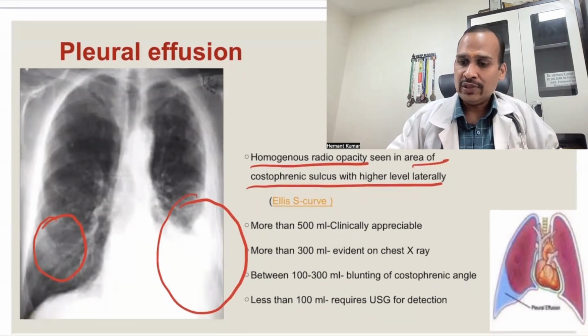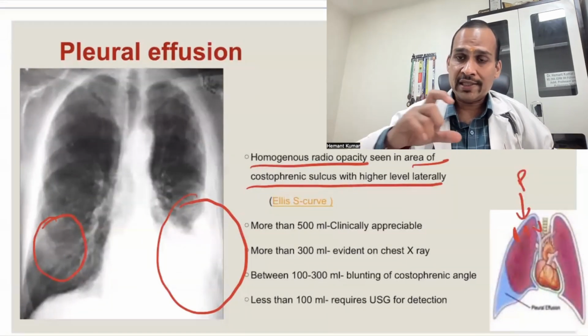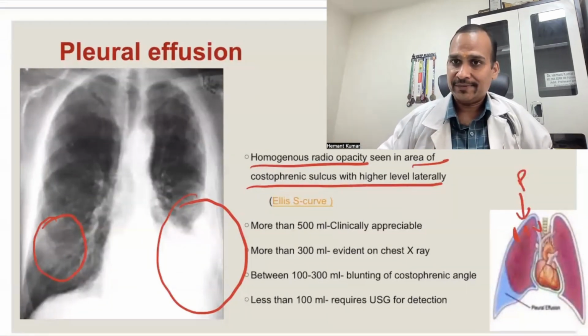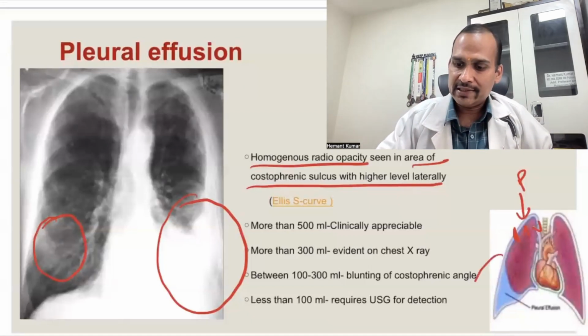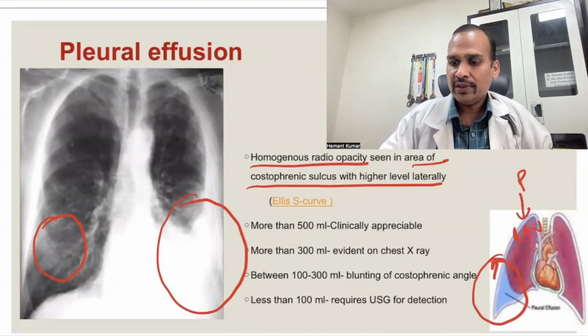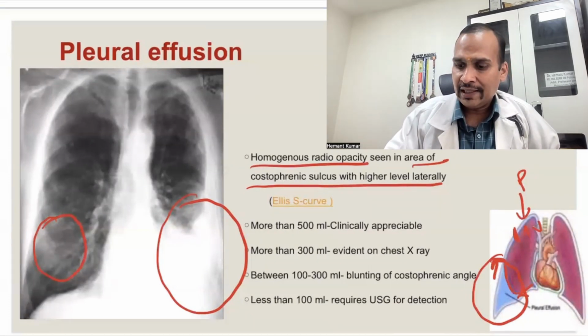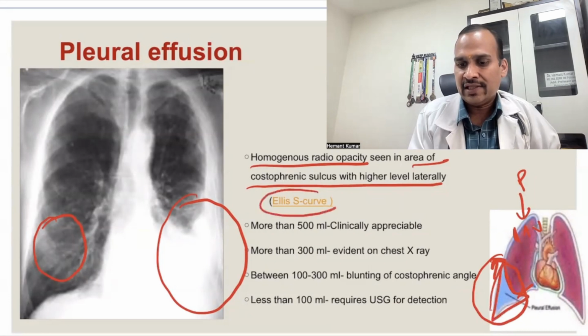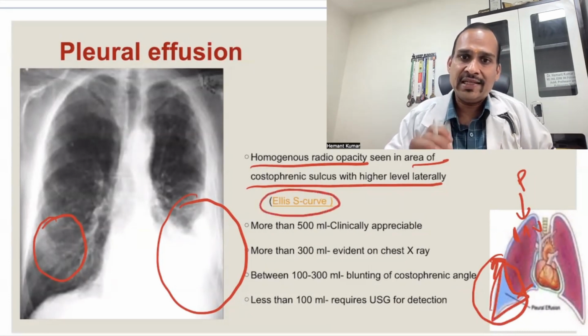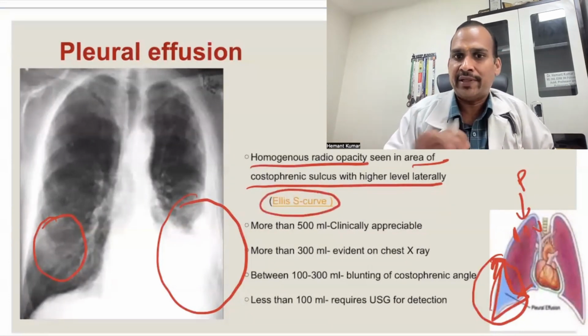If you see this X-ray, the outer is parietal pleura, the inner is visceral pleura. If there is fluid collection between these two layers, how will the fluid get collected? It will collect like this. So the lateral part will go up above as compared to the medial part. So it will create a curve like this. This is called Ellis S curve. This is S-like. This is Ellis S curve. This is a favorite question for examiners.